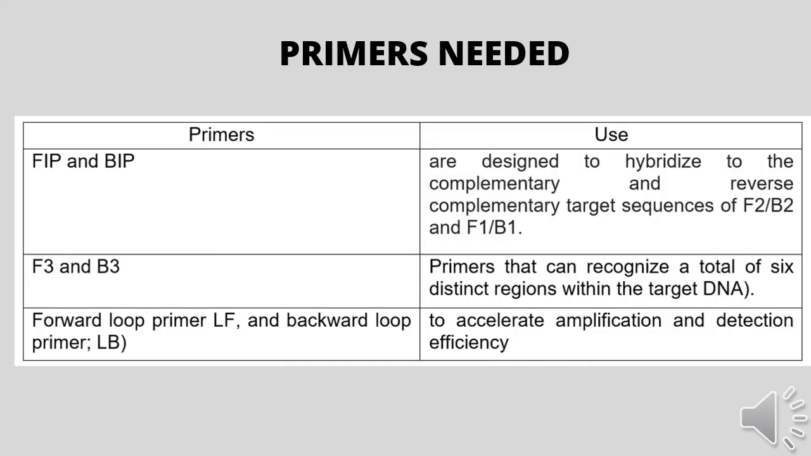The table on the screen shows the primers needed for the procedure. FIP and BIP are designed to hybridize to the complementary and reverse complementary targets of F2 or B2 and F1 or B1. The next primers are F3 and B3, which can recognize a total of 6 distinct regions within the target DNA. And lastly, the forward loop primer and the backward loop primer are used to accelerate the amplification and improve detection efficiency.